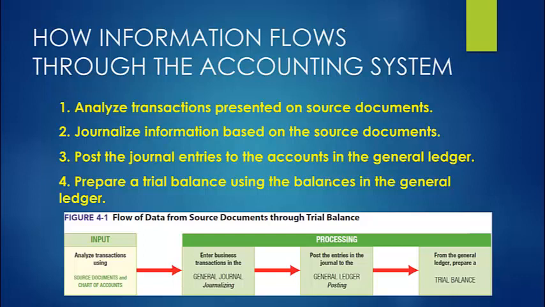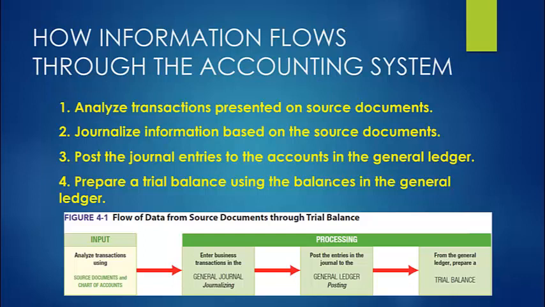So we're going to take a look now at how information flows through the accounting system. As we did in our two previous chapters, we analyzed transactions usually presented on source documents. We've been analyzing transactions from a sentence in our textbooks, and of course we're not going to have that in the office setting. So we are going to be using source documents to figure out what financial transaction occurred, and we'll look at source documents more closely in another slide or two.